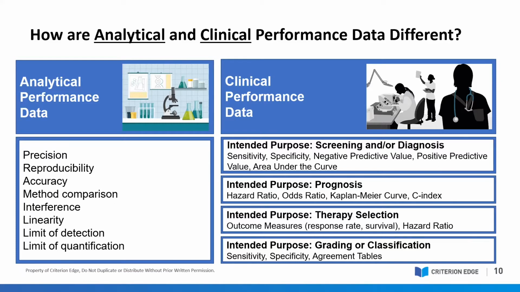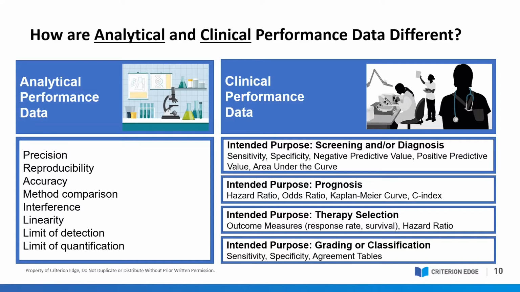So really the first clue as to which type of report your data will be featured in is the type of data that you're extracting. You can think of it like this. An analytical performance study is focused on that analyte, whereas the clinical performance study is focused on the patient. So yes, they are inherently related because analytical performance is the basis of that clinical performance.